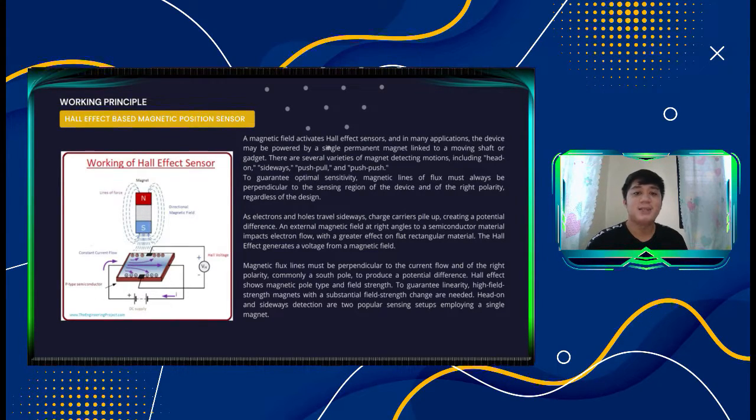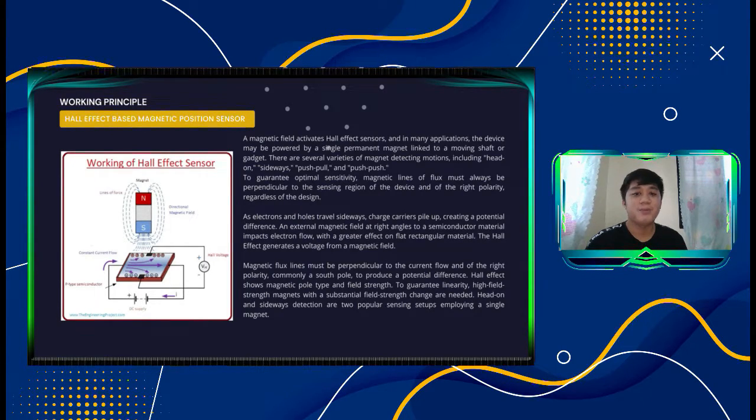Magnetic flux lines must be perpendicular, at 90 degrees, to the current flow and of the correct polarity, often a south pole, to generate a potential difference across the device. The Hall effect reveals the type of magnetic pole as well as the amount of magnetic field. Also, to ensure linearity, high field strength magnets are required that produce a large change in the field for the required movement.